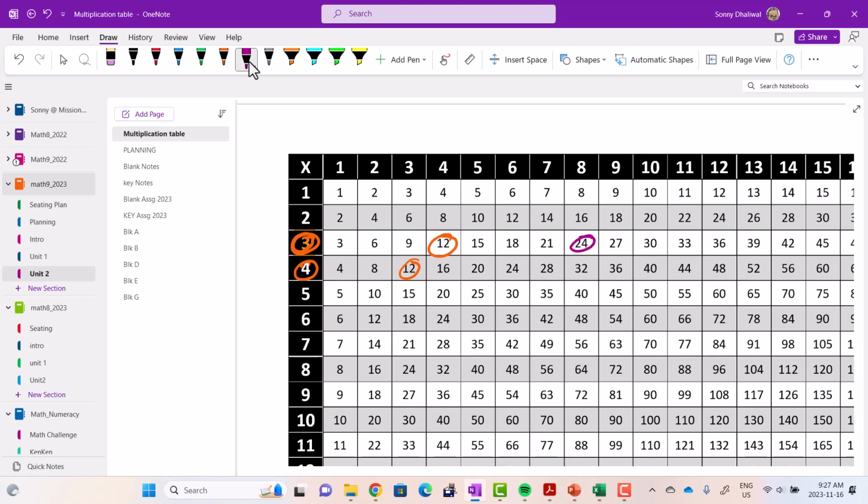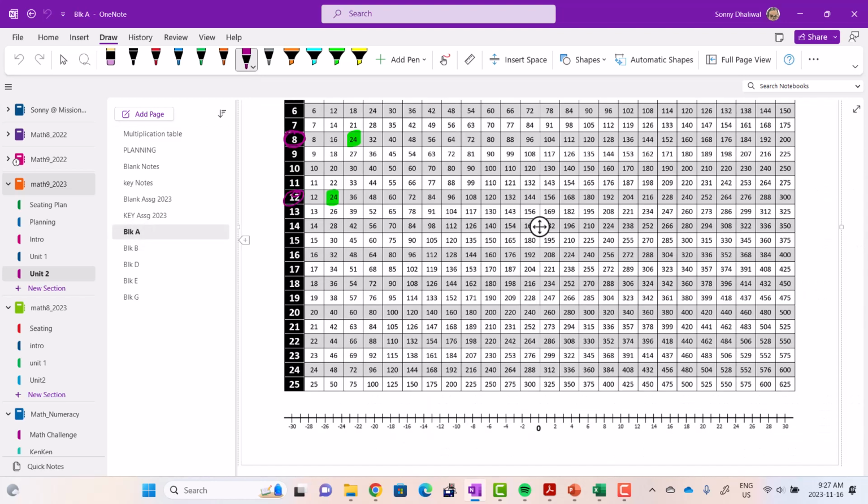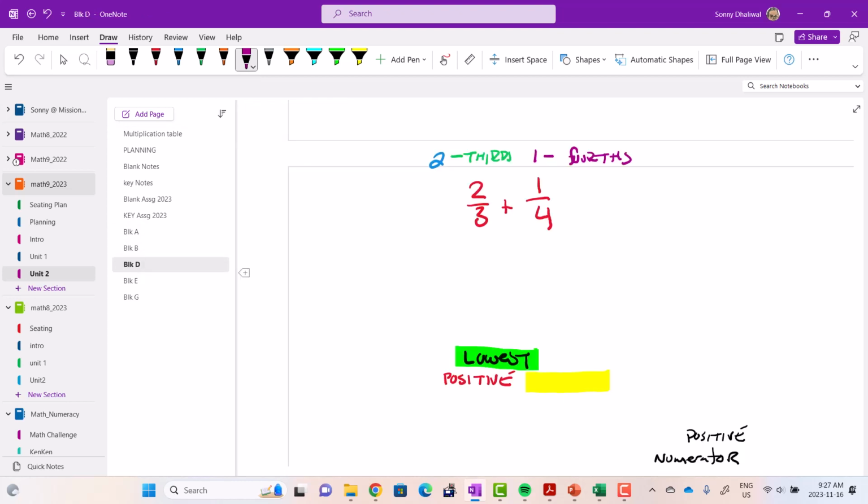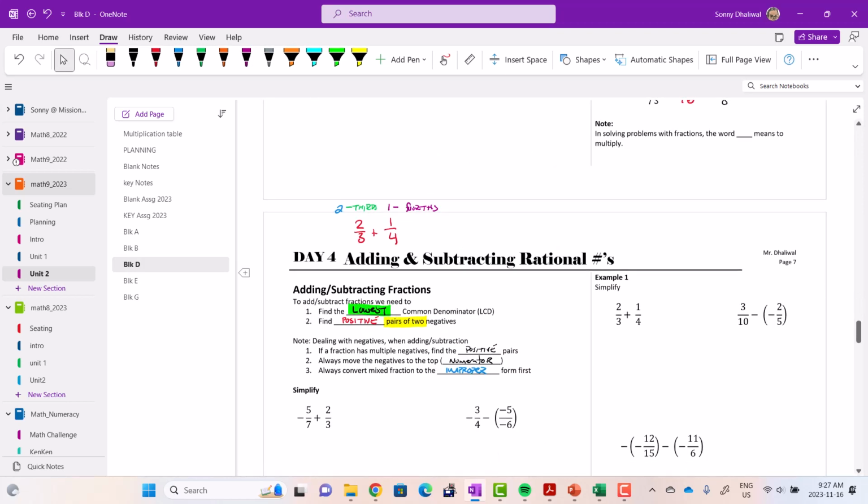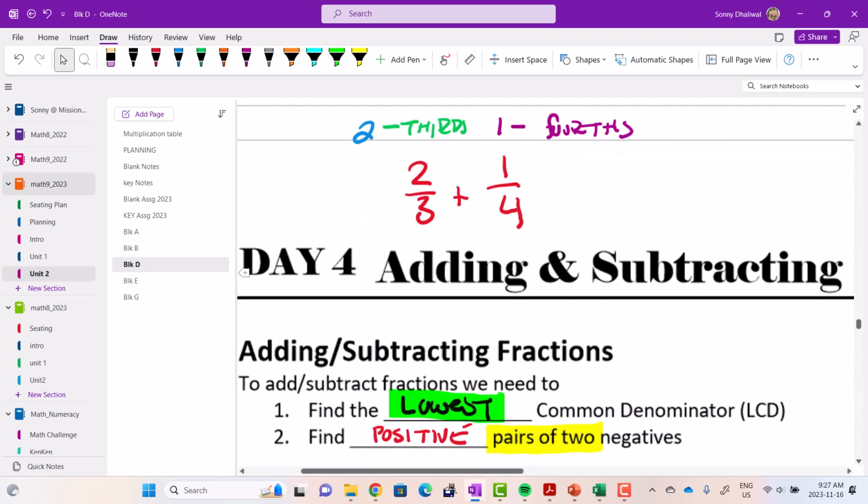There's 24, there's 36, but we picked the smallest one, right? So we picked the smallest one, so we're going to make both denominators 12, right? So I go back to my notes here. We're doing this off to the side here. So if I'm going to make 3 into 12, I times this by 4, top and bottom.